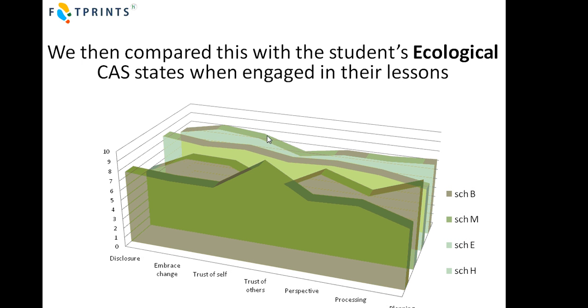And I hope you saw there that whilst we're looking at the same set of schools, the chart has changed, the topography of the chart has changed. And what we observed is that ecological CAS state scores are not necessarily the same as instinctive CAS state scores, that the environment is doing something to students' CAS.